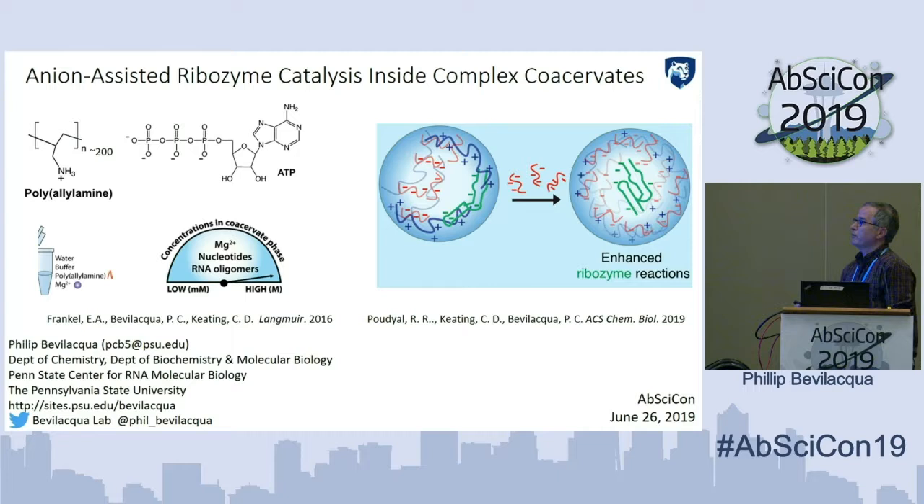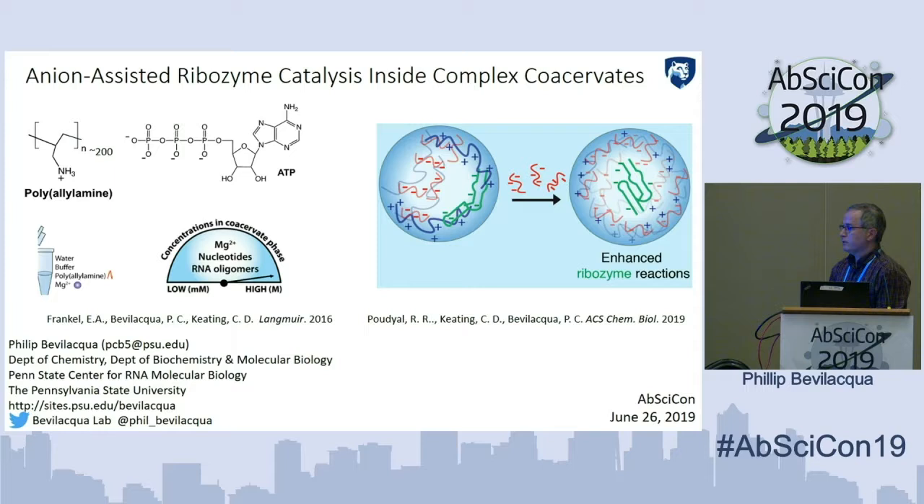So today I'd like to tell you about our work in looking at ribozyme catalysis inside of complex coacervates. And I'm going to describe how this is assisted by anions. And so we just heard a little bit about protocells and how those could come about from complex coacervates. And we've been studying this in the lab for several years now. This is a collaboration with the Keating Lab.